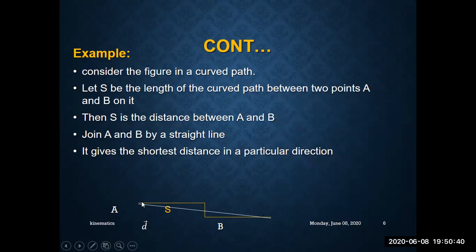But if you are moving from A and following this path straight, this one is the displacement. Look, then S is the distance between A and B. But if you join A and B via a straight line, this straight line is a displacement. This is the shortest distance between the 2 points.